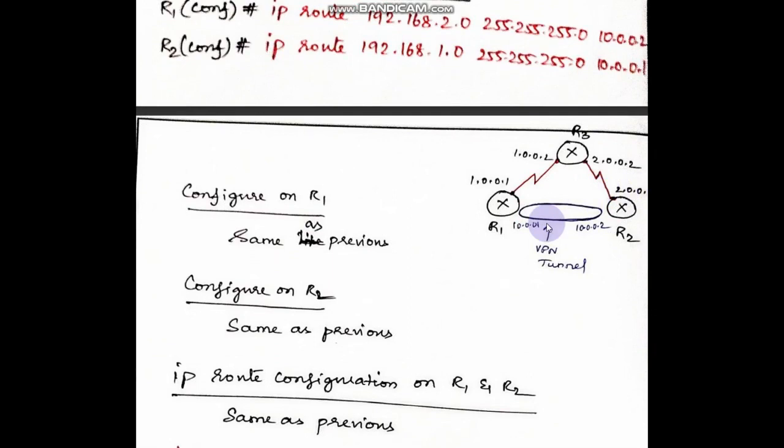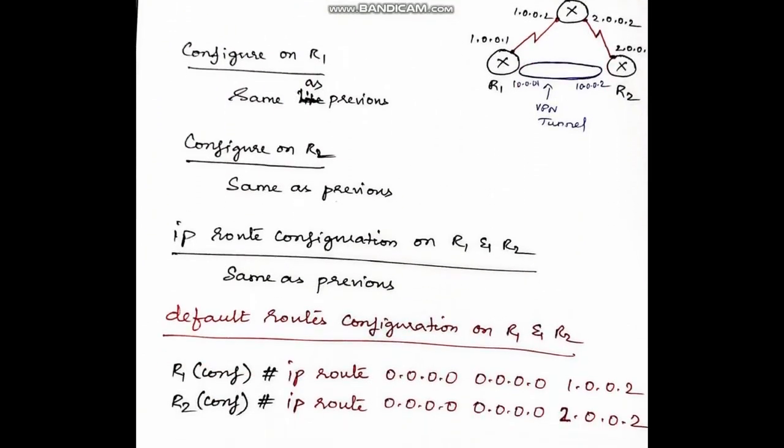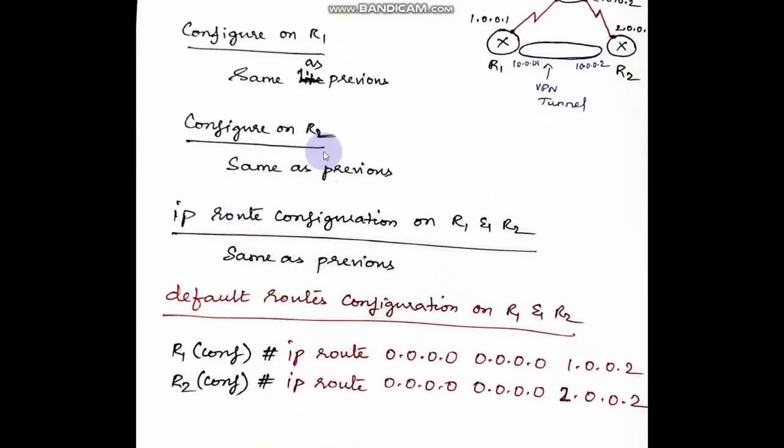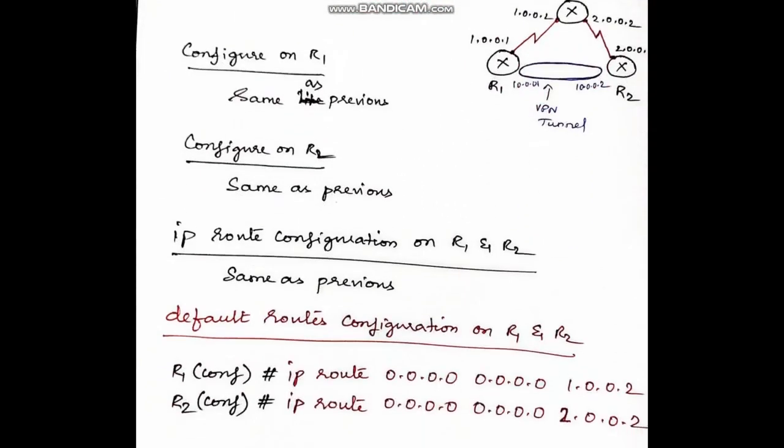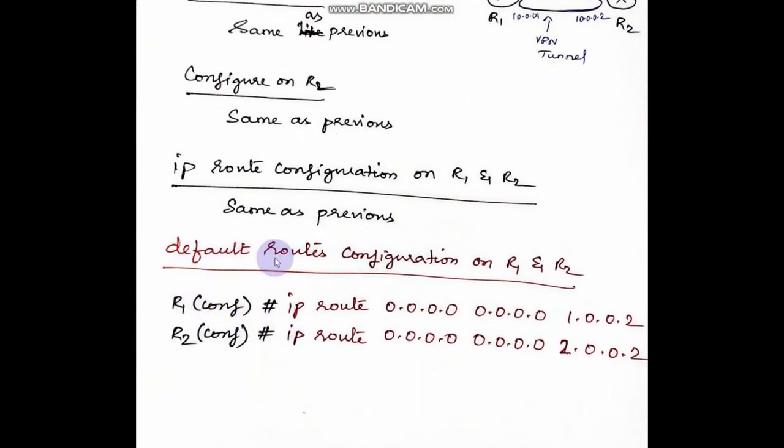R1 and R2 are not connected through any serial interfaces, right? So the configuration on R1, whatever we did previously, you need to write the same thing here also. And the configuration on R2 is also the same. The IP route configuration, the static routing we did, is also the same, but along with that you have to give a default route configuration on R1 and R2.